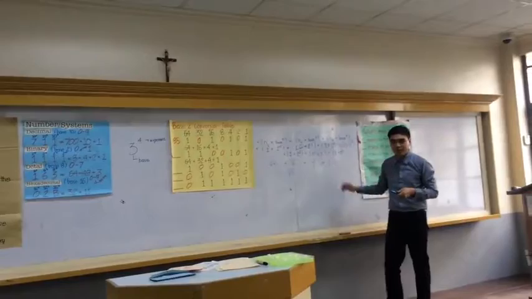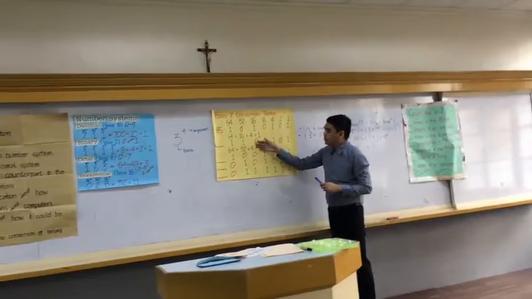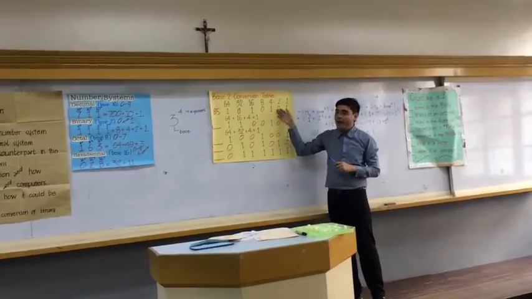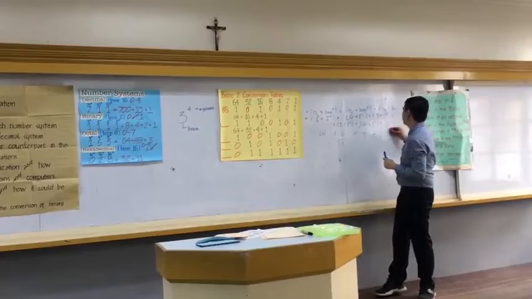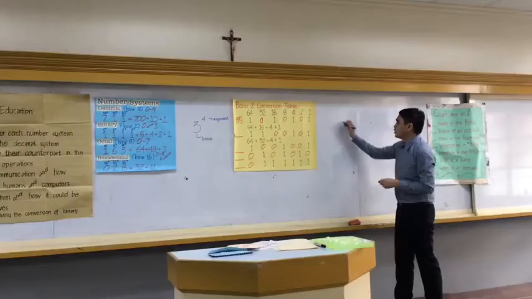Can anyone do number 2 on the board? For these numbers, you don't have to solve for the values of 1, but simply by using the table, add the numbers that have a value of 1. Can anyone solve for 1? 1, 0, 0, 1, 0, 1. Using the table.